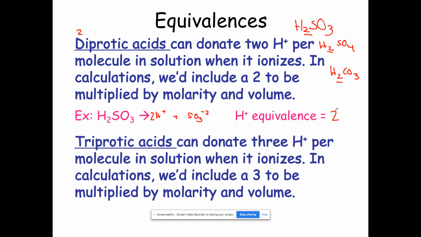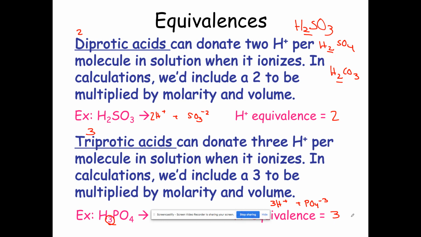We also have something called a triprotic acid, prot meaning proton. So triprotic can donate 3 H plus. So for example, we have phosphoric acid. Looking on table K, it doesn't look like we have any other triprotic acids, but if you think about it, this is going to give off H plus and the phosphate. This is -3. Notice that if it's going to have 3 hydrogens, they're going to be given off. So our H plus equivalence would be 3. So we would use this number when we do calculations of titration.